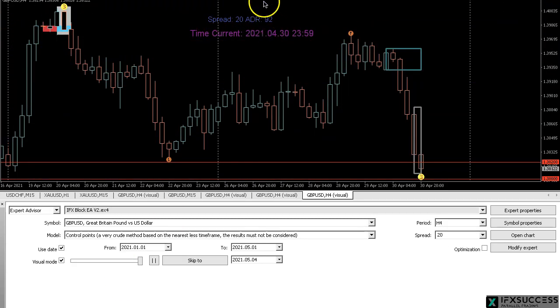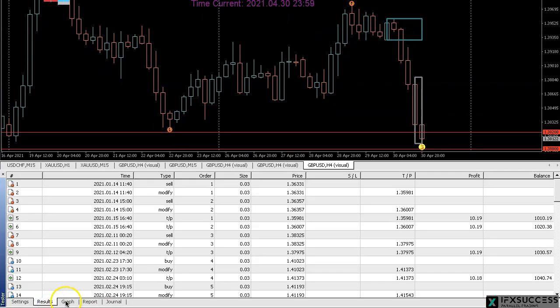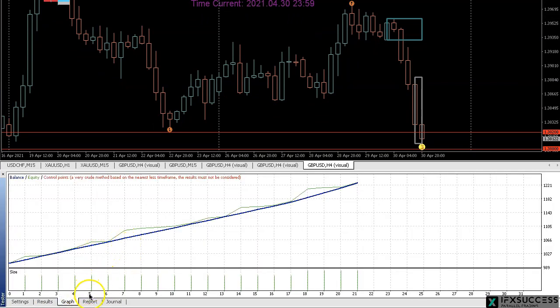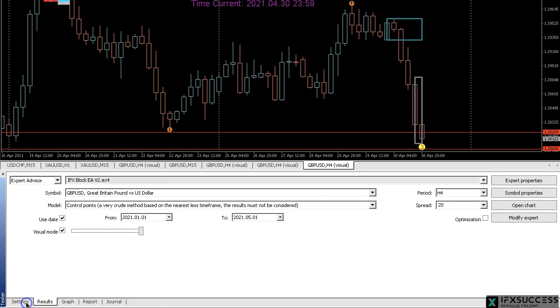Okay, so finally it's over, and let's just see what the results are for this one. Based on what I saw, they're pretty much the same. Oh my god, it's almost the same. 21 entries as well, 226. So really the difference was nothing, absolutely nothing. It was the same exact thing, right?